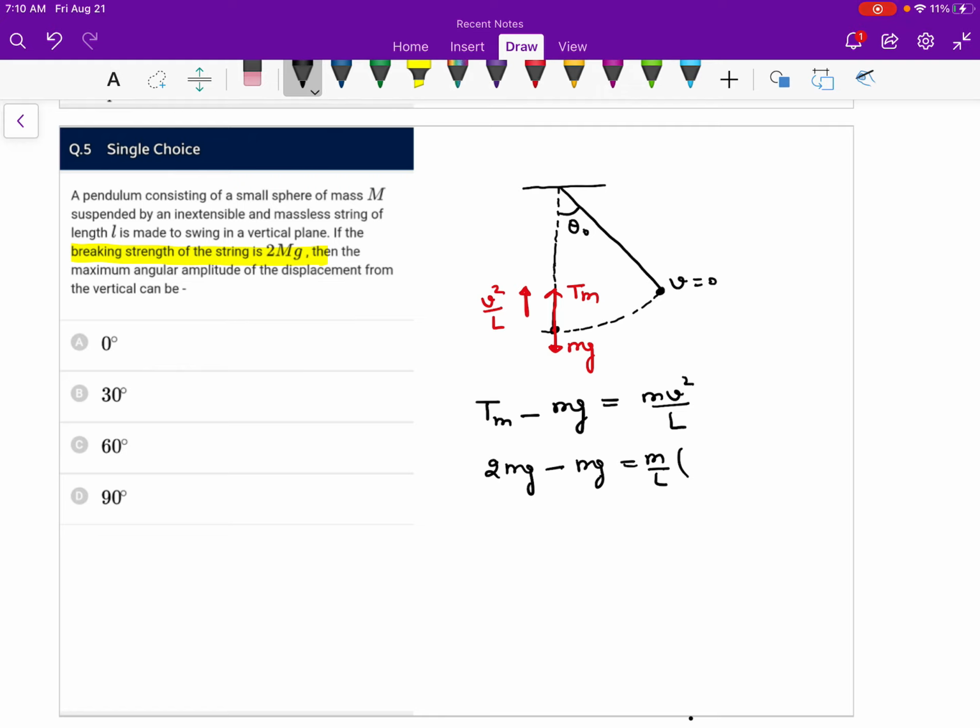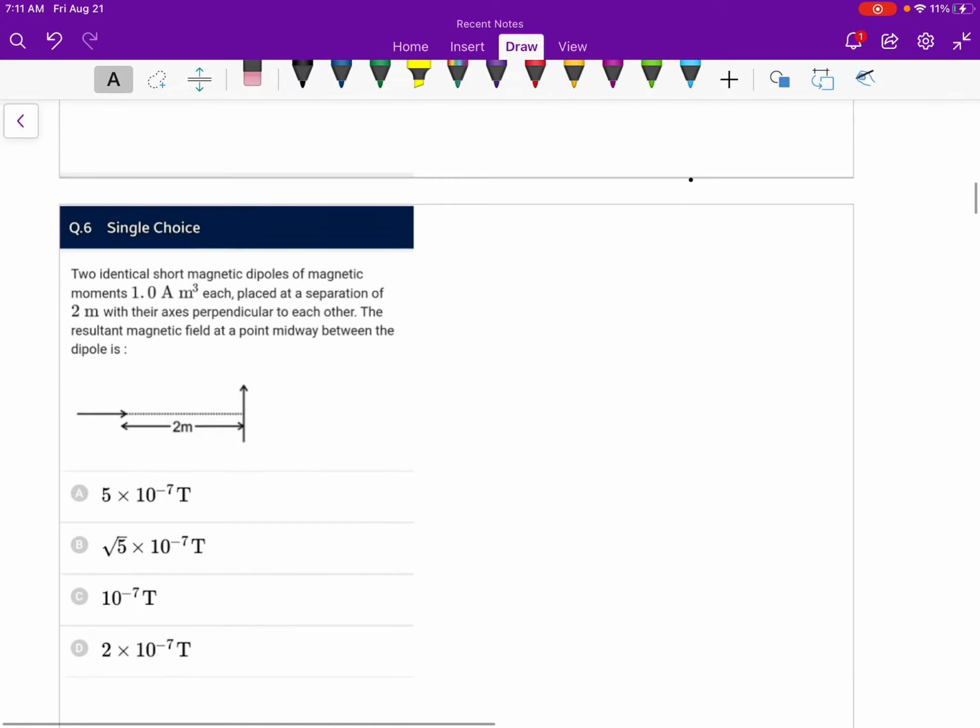V square is u square plus 2gh, which is 2gL(1 minus cos theta naught). So mg cancel. This is 1 is equal to 2 minus 2 cos theta naught. So cos theta naught equals half, theta naught equals 60 degree. So maximum amplitude is 60 degree.